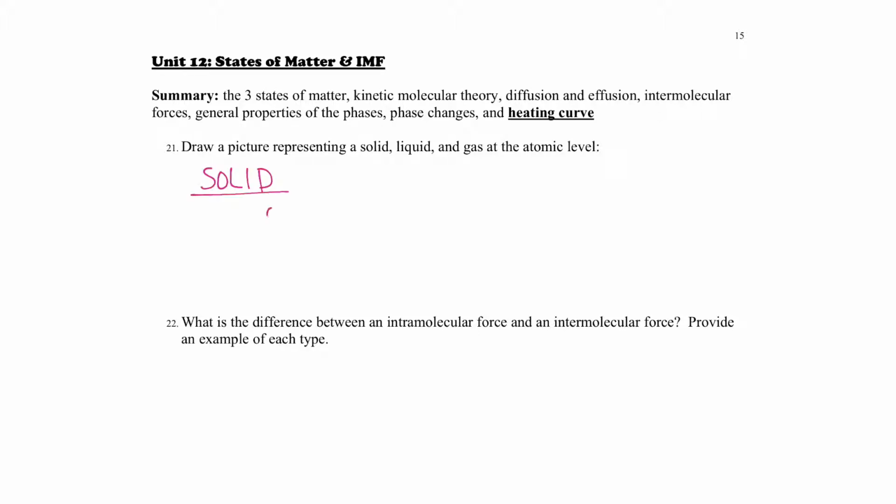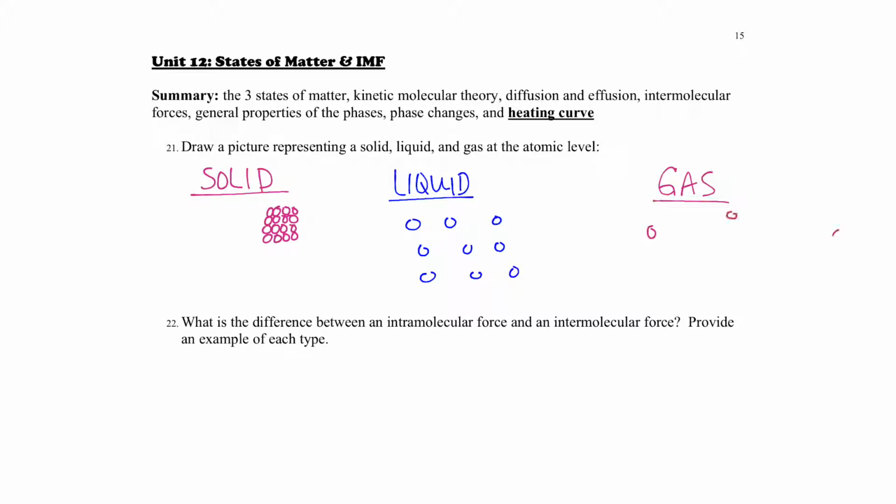I would say for a solid, you want all the particles fairly close together. They're kind of stuck in place. They don't really have freedom to move. A liquid would be a little bit more spread out, so these would look more like this. Still kind of ordered, but not nearly as disordered as the gas. Gases are sort of all over the place, way more random, way more spread out. Okay? So those are our solids, our liquids, and our gases.